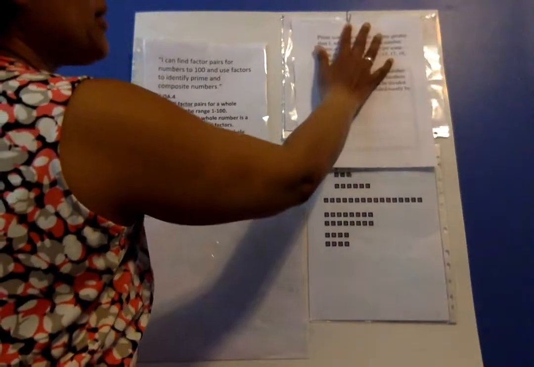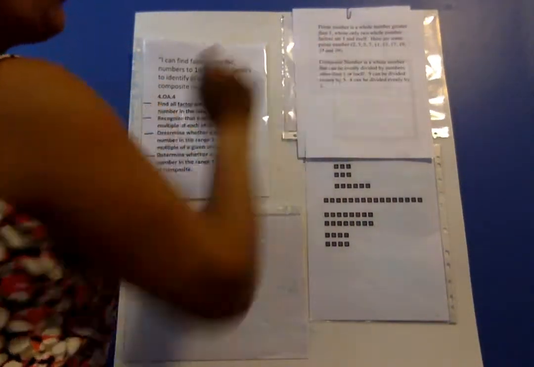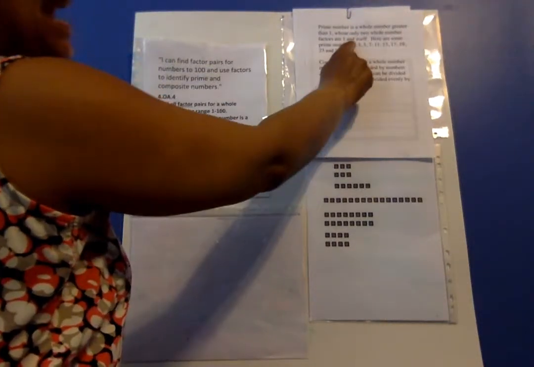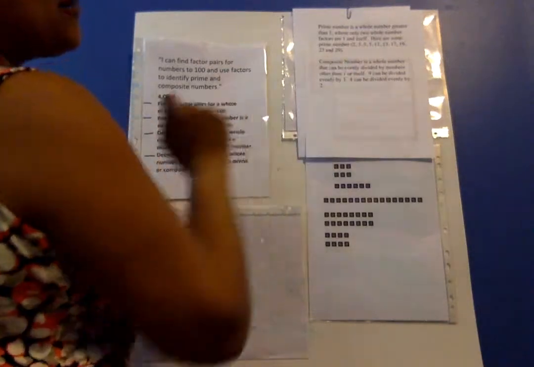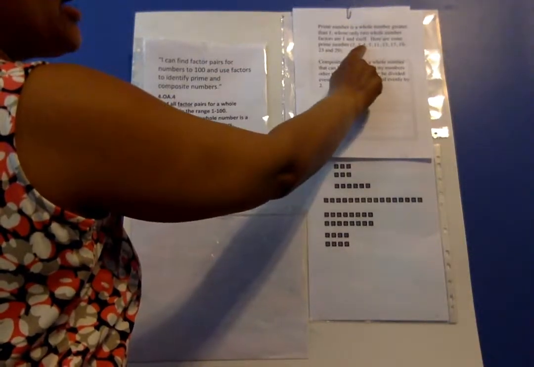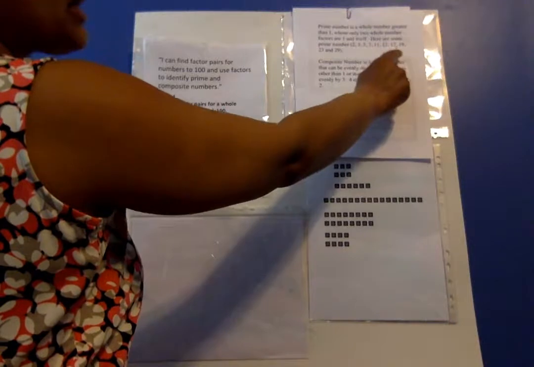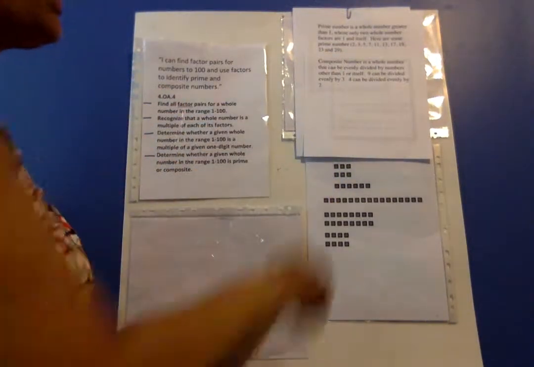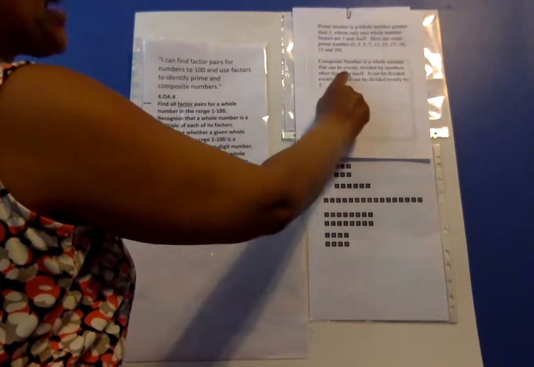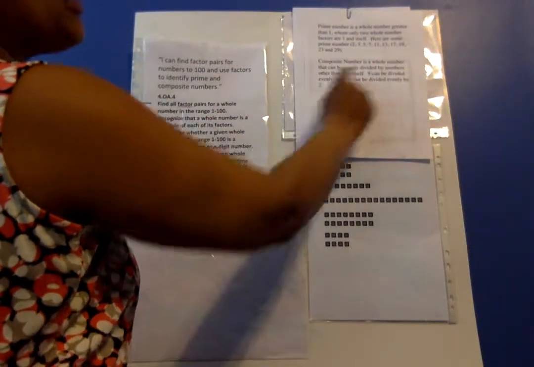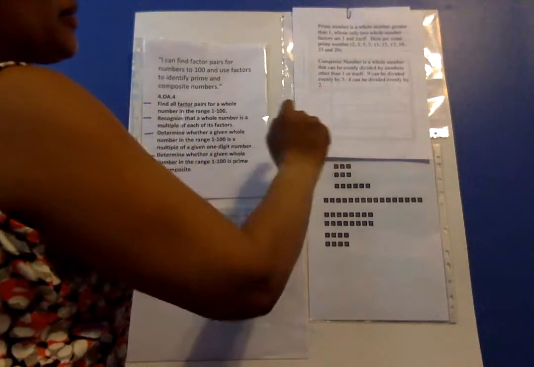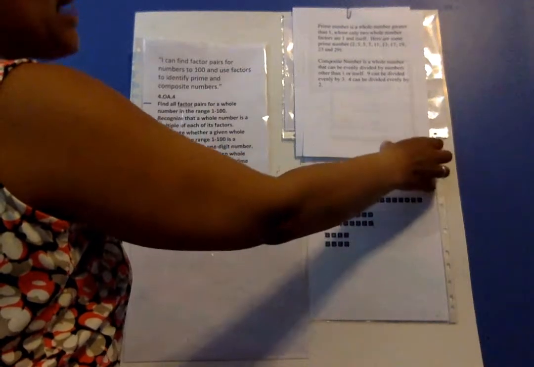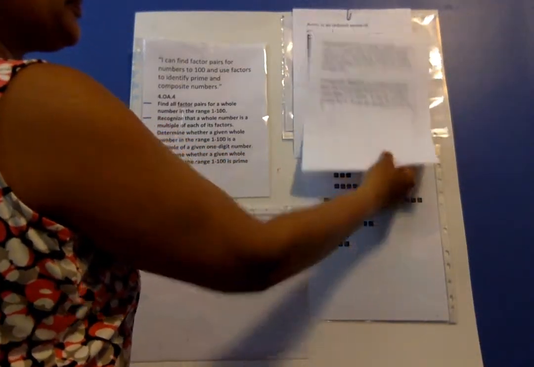A prime number is a whole number greater than 1, whose only two whole number factors are 1 and itself. Here are some prime numbers: 2, 3, 5, 7, 11, 13, 17, 19, 23, and 29. A composite number is a whole number that can be evenly divided by numbers other than 1 or itself. 9 can be divided evenly by 3. 4 can be divided evenly by 2.